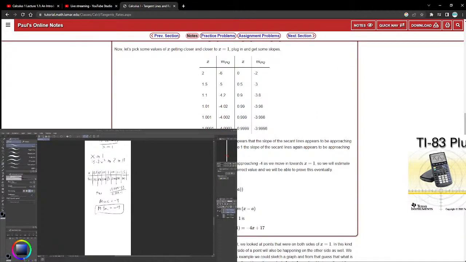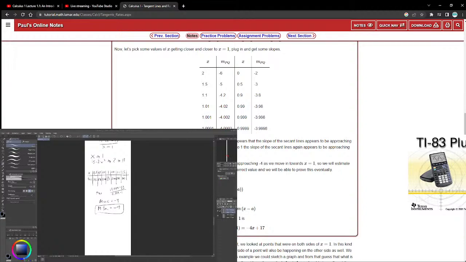So if we take x's to the right of 1 and move them in very close to 1, it appears that the slope of the secant lines is approaching -4. If you take it to the left, it also approaches -4. Based on this evidence, it seems that the slopes of the secant lines are approaching -4 as we move towards x equals 1. So we will estimate that the slope of the tangent line is also -4. As noted above, this is the correct value, and we will be able to prove this eventually.